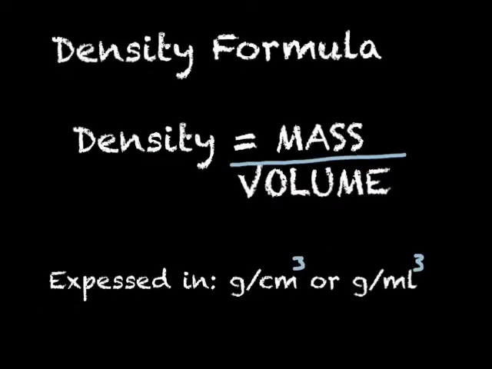Here's the formula for density. Density equals the mass divided by the volume. You'll need to know this formula. And here's what it's expressed in. Depending on what you're looking at, it's either grams per centimeter cubed or grams per milliliter.